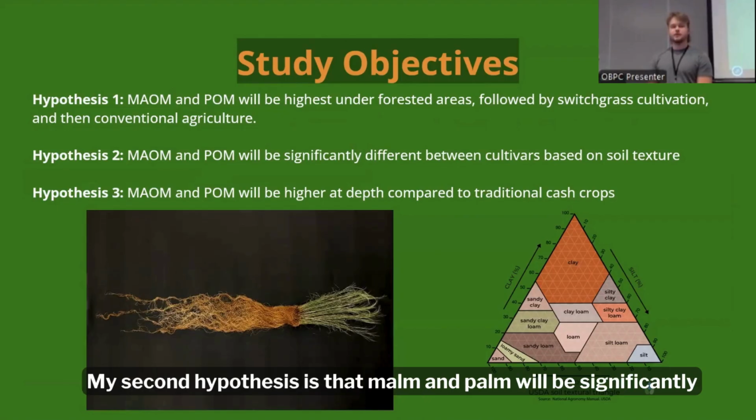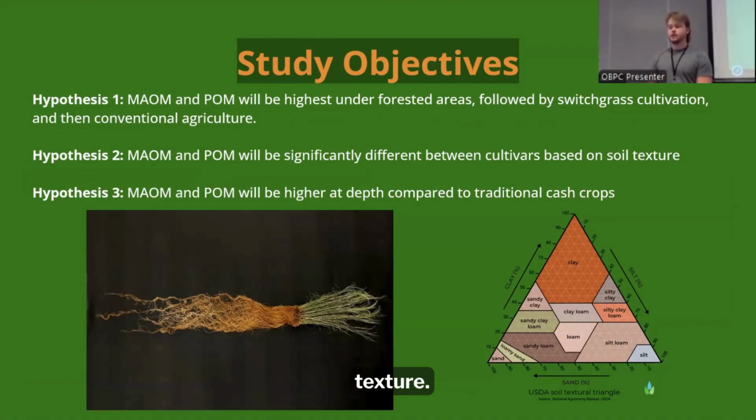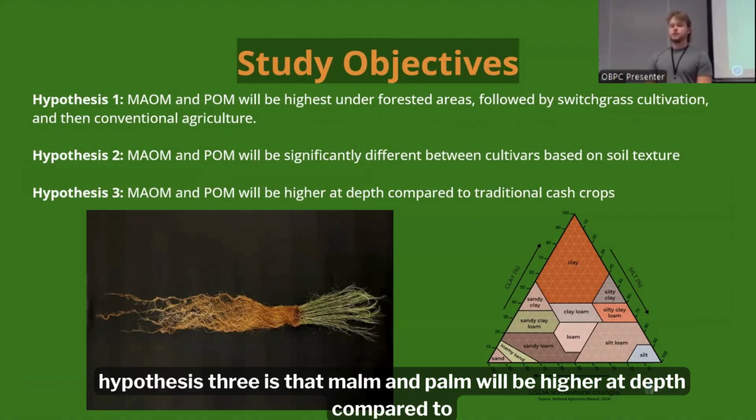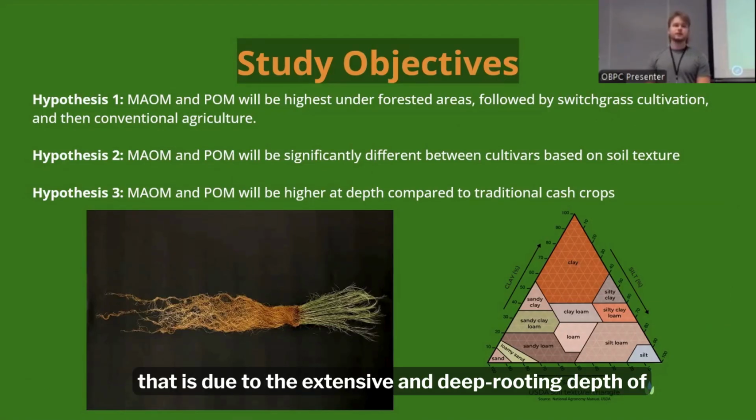My second hypothesis is that MAOM and POM will be significantly different between cultivars based on soil texture. I'll go later into that. And then hypothesis three is that MAOM and POM will be higher at depth compared to traditional cash crops. And once again, that is due to the extensive and deep rooting depth of switchgrass.